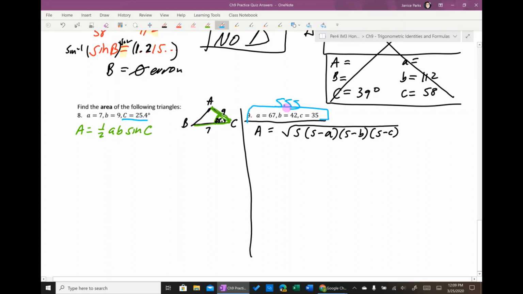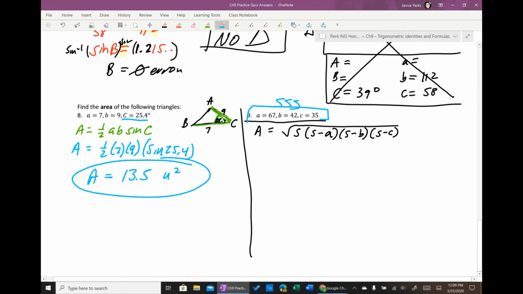Okay. All right, so for this question, we have 1/2, 7 times 9 times the sine of 25.4. And if you run that through your calculator, you're going to get 13.5. And then that's going to be square units. We don't know what the units are, but we do know we're finding area.